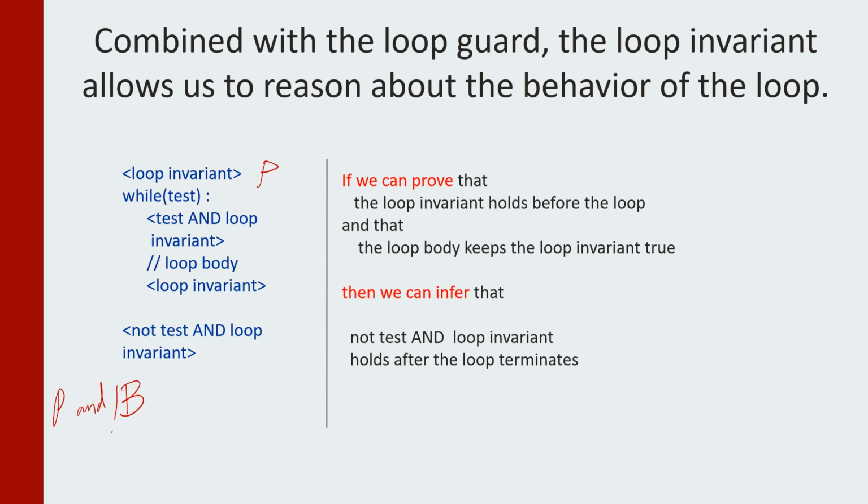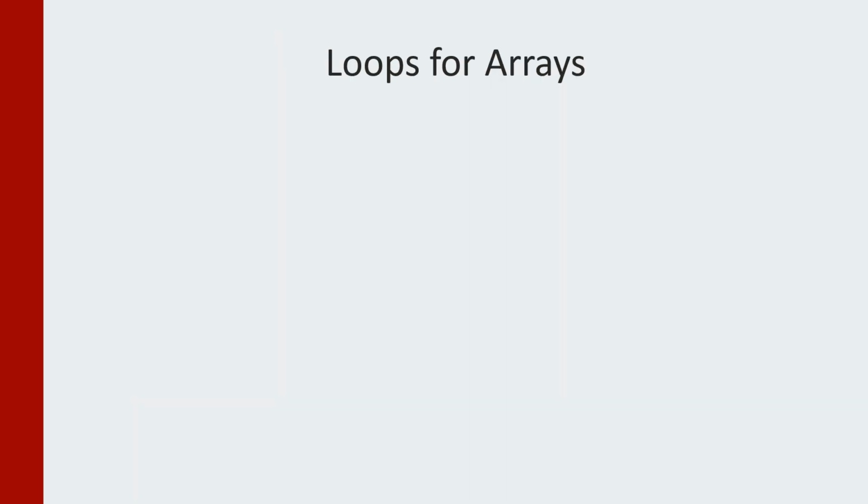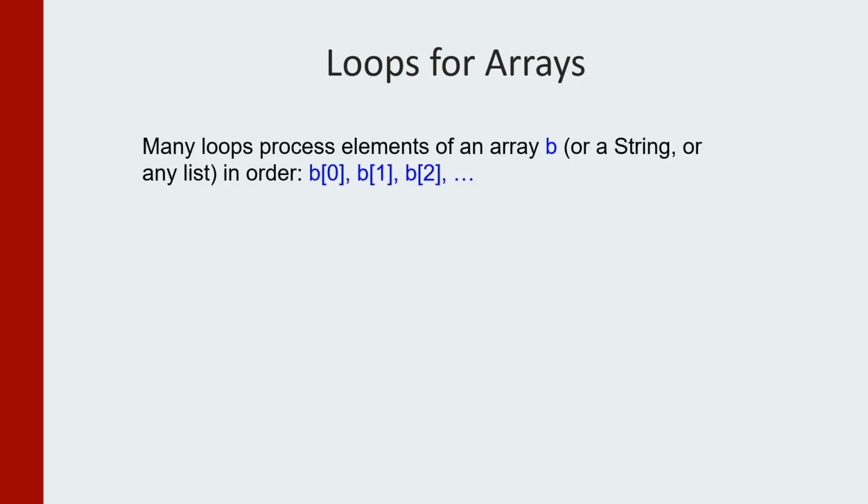And basically, if you can prove to yourself that the loop invariant holds before the loop and that the loop body keeps the invariant true, then you know that at the very end, when the loop terminates, the test is not true, but the loop invariant is true. And that is how you decide whether your loop did the thing that you wanted it to do. One of the reasons that you might care about loop invariants is because you want to write a loop to iterate through an array to do something. Many loops do process elements of an array B or a string, or really any sort of list in order.